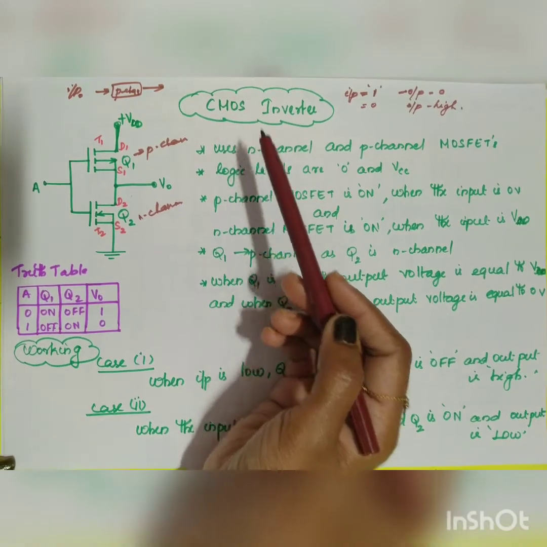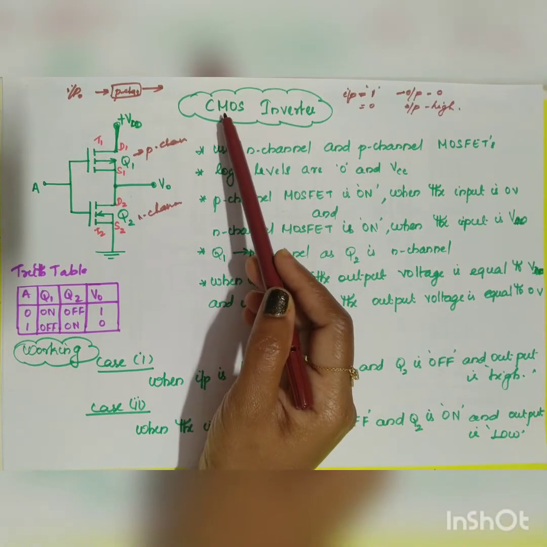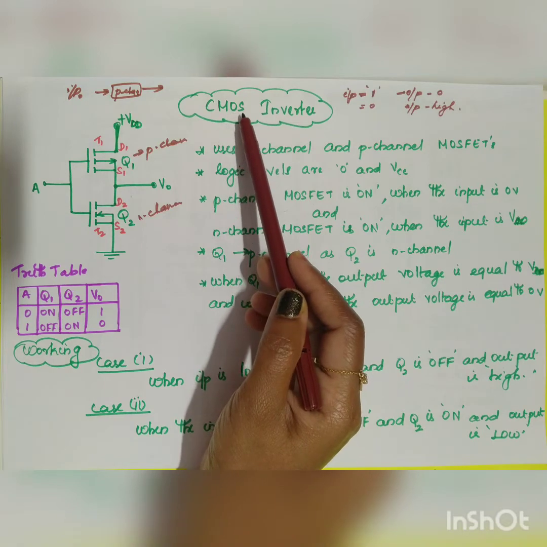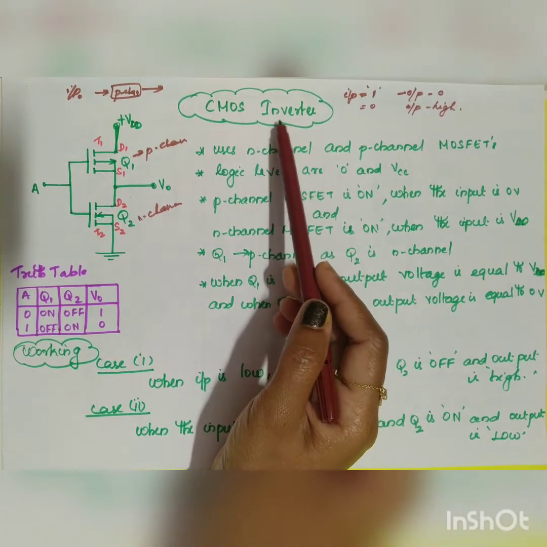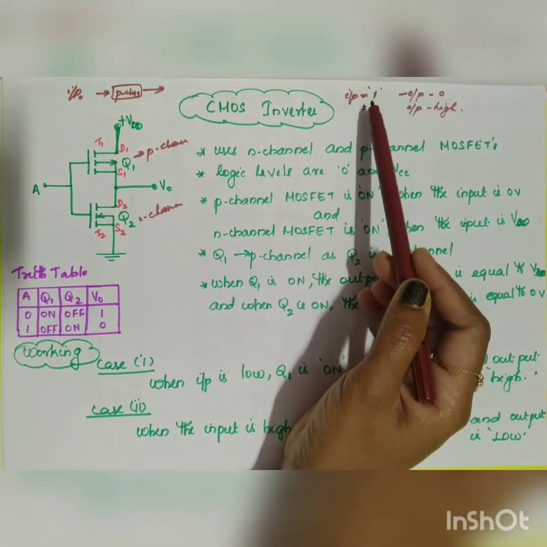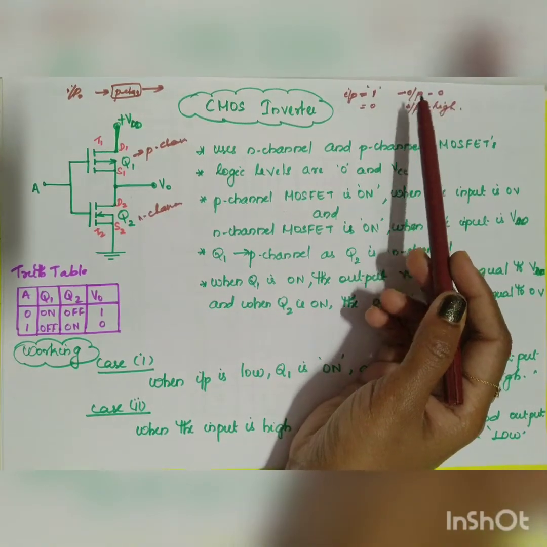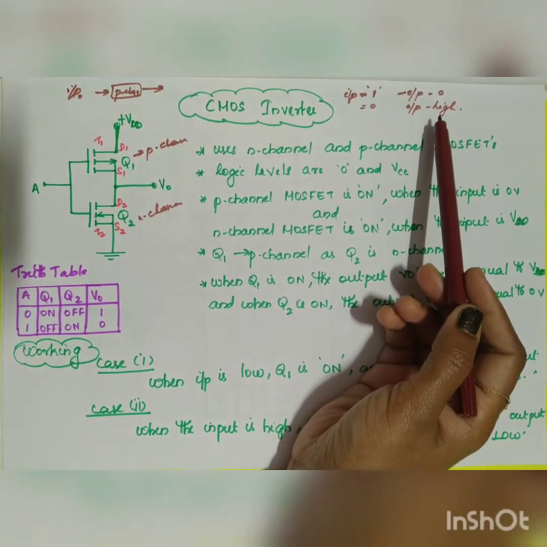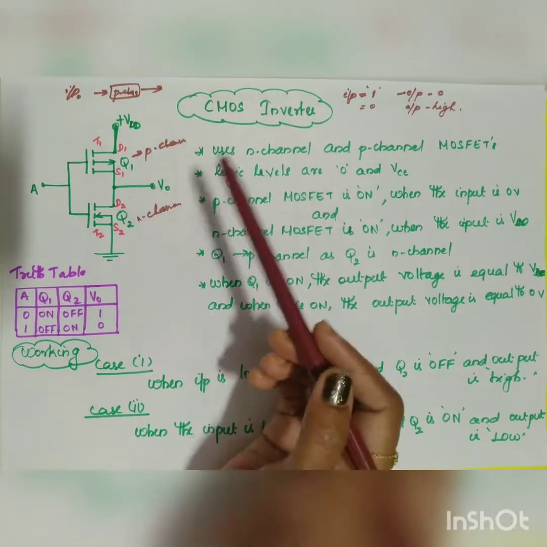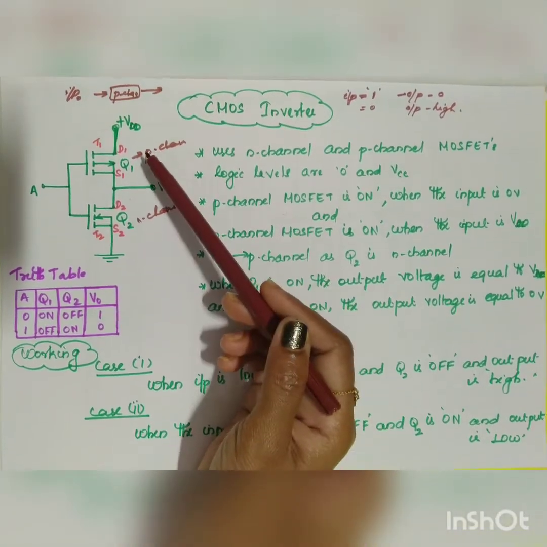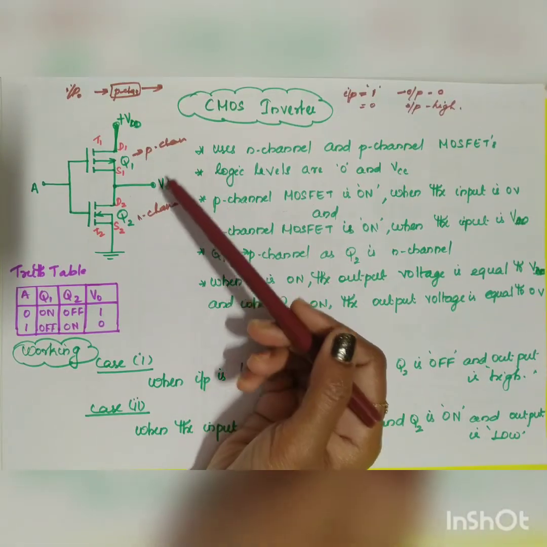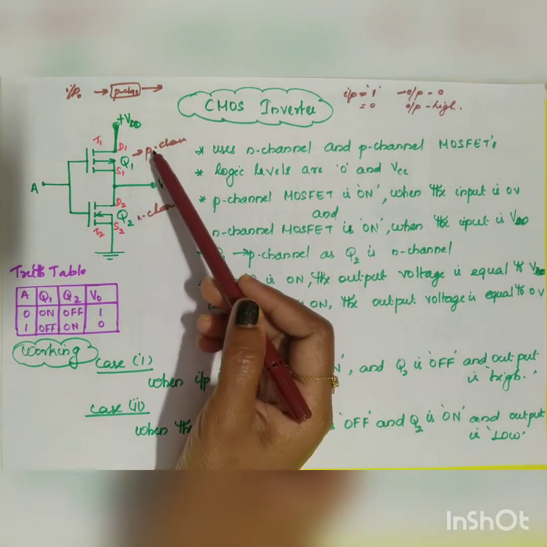So your next topic is your CMOS inverter. Okay, CMOS inverter, complementary metal oxide semiconductor transistor. So it acts as an inverter, means what? If the input is 1, output will be 0, and if the input is 0, the output is going to be high. Okay, so basically your CMOS inverter consists of one P-channel enhancement MOSFET and one N-channel enhancement MOSFET.